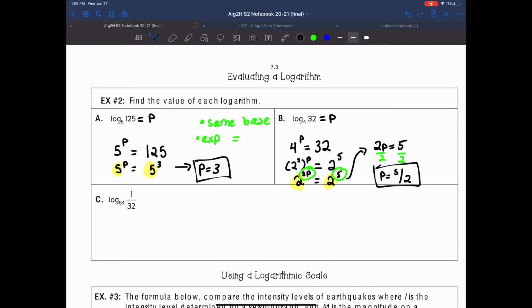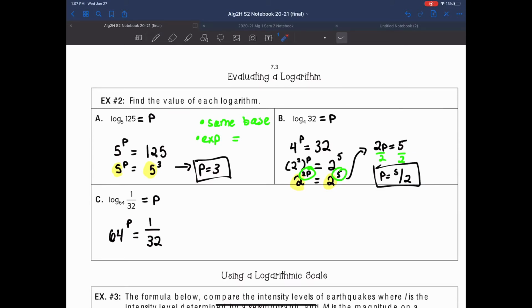Last but not least, part C, we have log base 64 of 1 over 32. Once again, let's go ahead and set this equal to p, put it in exponential form. We're going to have the base 64 to the power p is equal to the middle, 1 over 32. Once again, I need these to have the same base. Now, if I have a fraction here, this tells me that I'm going to have a negative exponent of some sort because negative exponents give me fractions. But let's go ahead and look at the numbers. We have 64 and 32. Now, I need to think about what base I can create out of both 32 and 64.